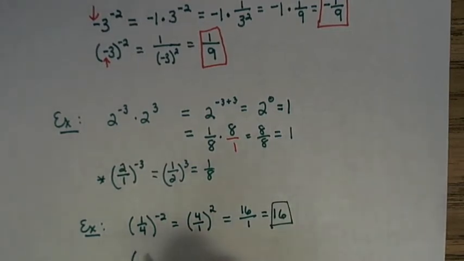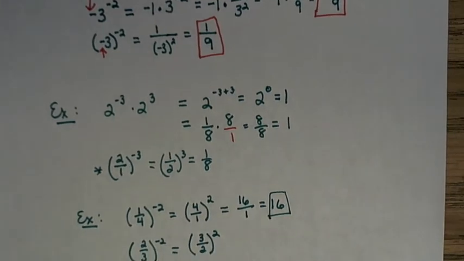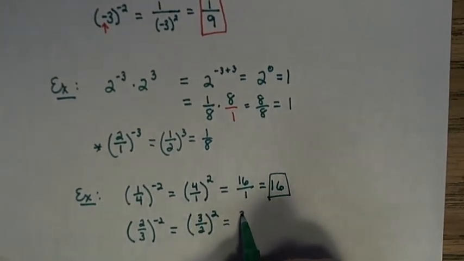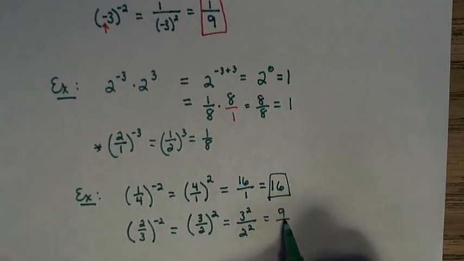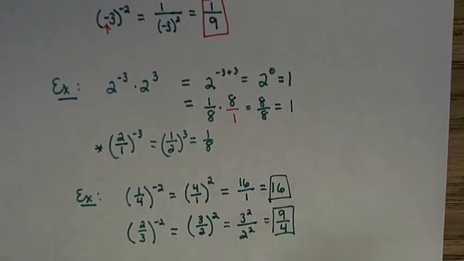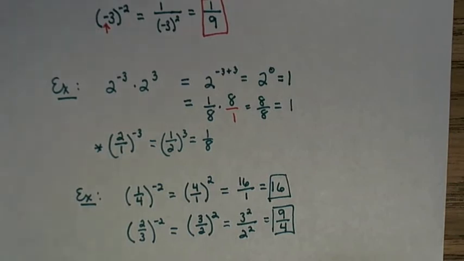It's even nicer if we had something like 2/3 raised to the negative second. Now again, we flip these around. So we get 3/2 raised to the second. Again, the negative exponent becomes positive when we do that. And remember, we need to square the numerator and we square the denominator because they're both inside the parentheses. So this becomes 9/4.